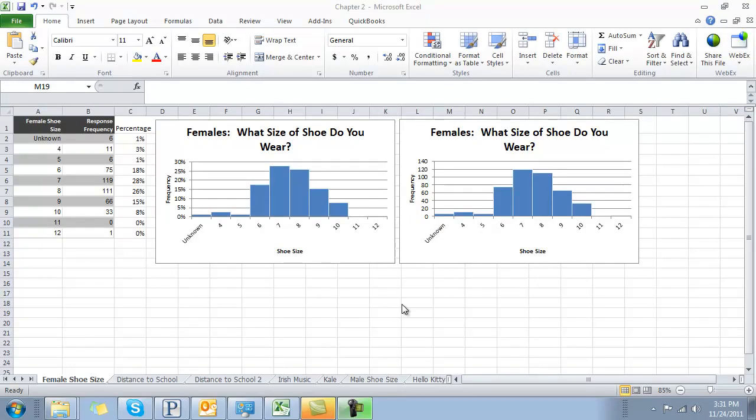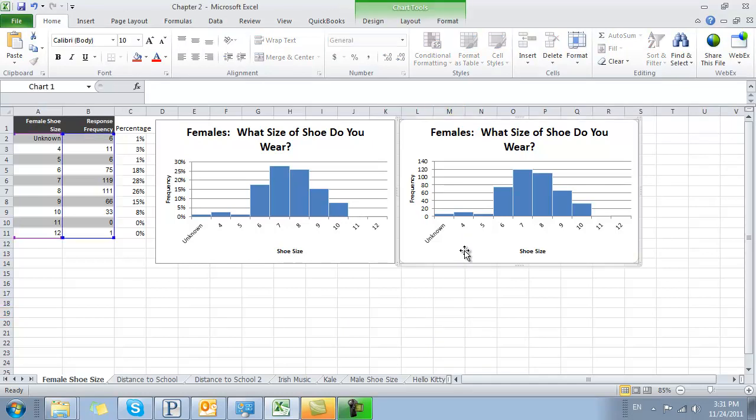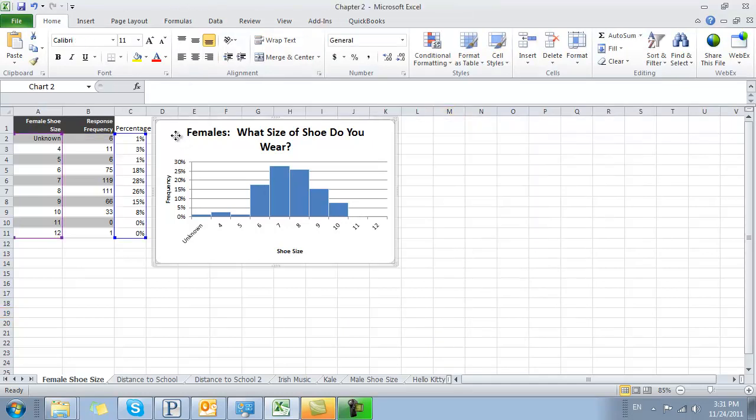Last time, we created these two plots of the frequency of responding to the question, what size shoe do you wear? These are unit intervals, but if you look on page 25 of your text, you'll see the idea of doing it in grouped intervals. I'm going to go ahead and delete one of these plots so that we can try to plot the data on page 25.